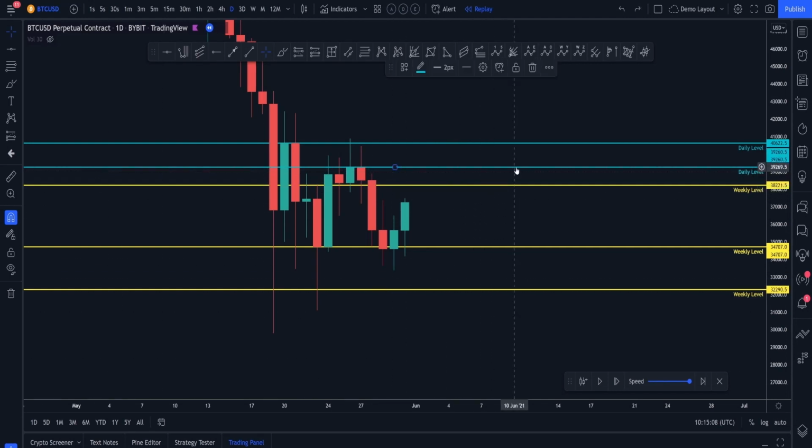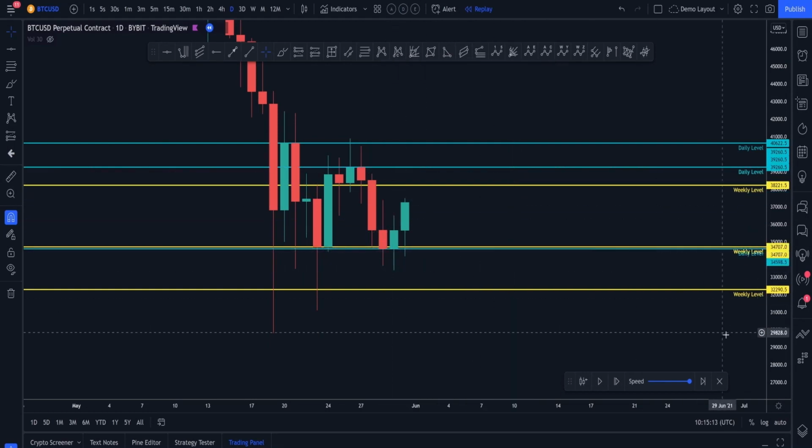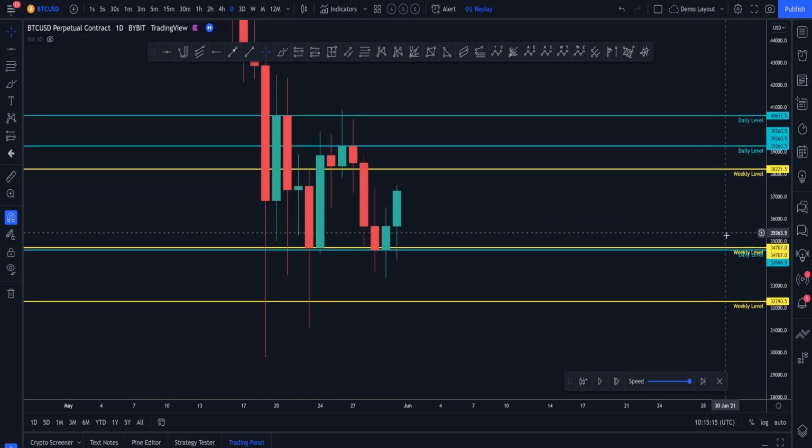We can also mark a daily level to the downside here. As we can observe, these two levels are very close to each other, and the rule of thumb is to only keep the higher time frame one so that the chart does not become cluttered.